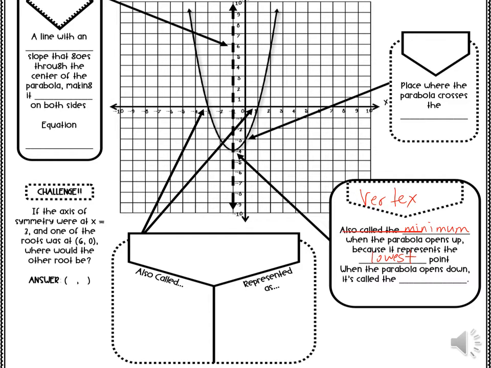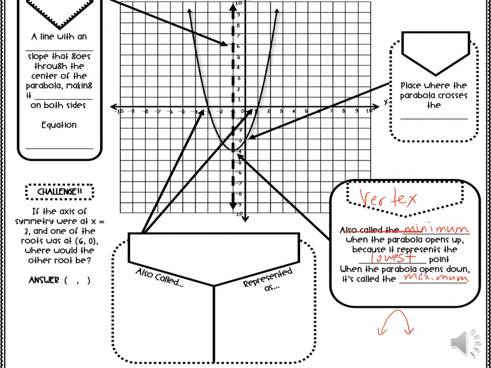When the parabola opens down, it makes a maximum. And for the exact same reasons, because if it opens like this, it doesn't get any higher than that point at the vertex.